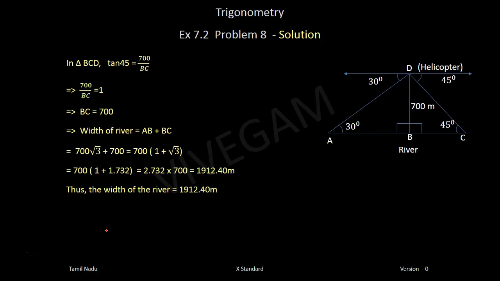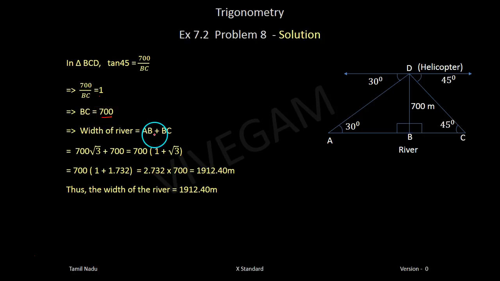Okay, next take this triangle, triangle BCD. Right, and tan 45 is opposite 700 by BC. Now, tan 45 is again 1 by root 2. I think it's a mistake here. I'm sorry. Tan 45 is 1. So tan 45 is 1, and 700 by BC equals 1, or BC will be equal to 700.